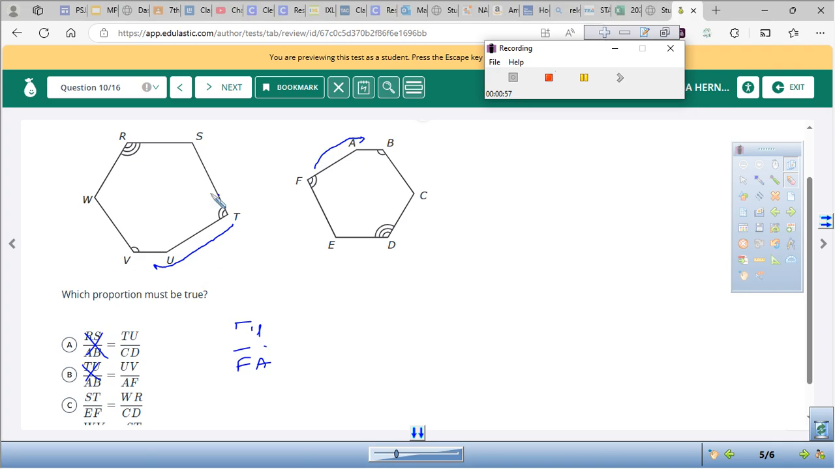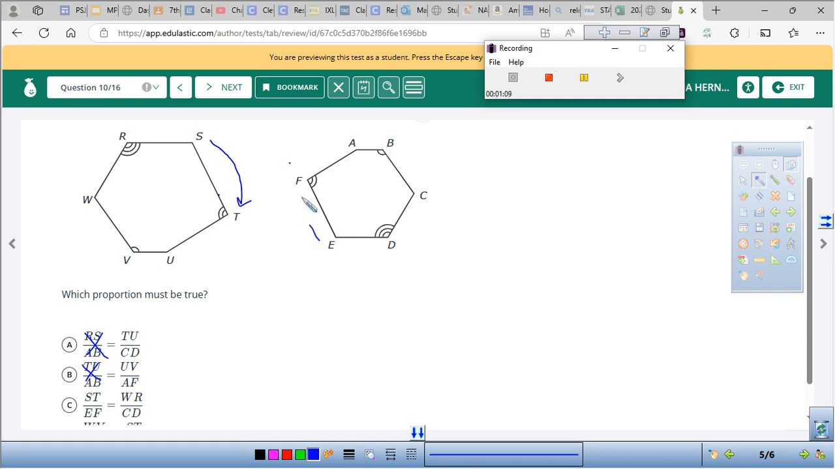So we come out here, ST, where's ST? ST goes from between 3 and 2, going to the 2. So it'd be ST over EF. And that works. And I started over here, so it came that way. That works, okay? So ST, EF, yeah, that works.